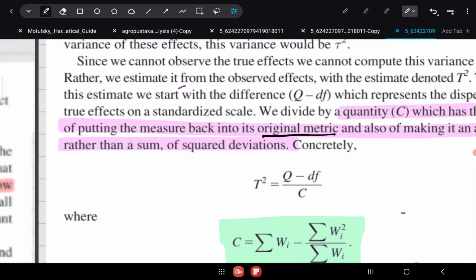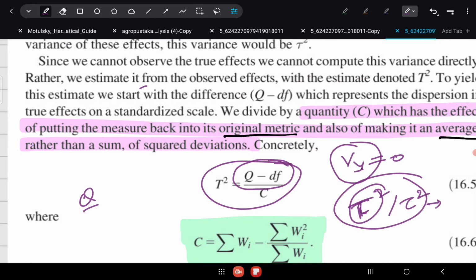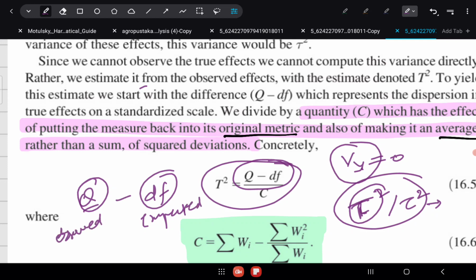You know what Q is. Q is the observed weighted sum of squares, right? So it is basically the observed amount of dispersion in a way. And what is degrees of freedom? Degrees of freedom is the expected amount of dispersion if all the effect sizes were the same, common across all the studies, and whatever variation was there was purely due to random error. So this is the expected amount of dispersion and this is the observed amount of dispersion. This concept has been discussed in the video on the Q statistic, so I would advise you to go back and visit that video before you watch the video on the T squared statistic.